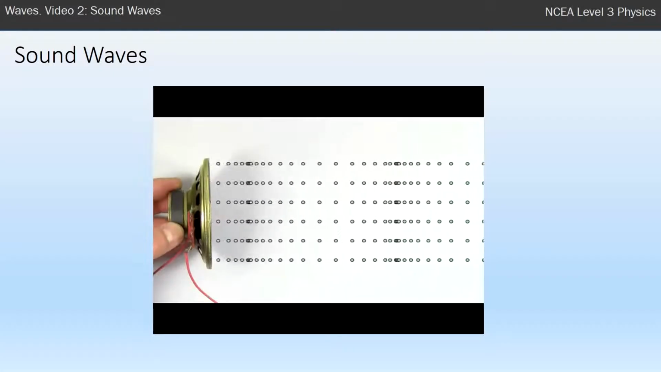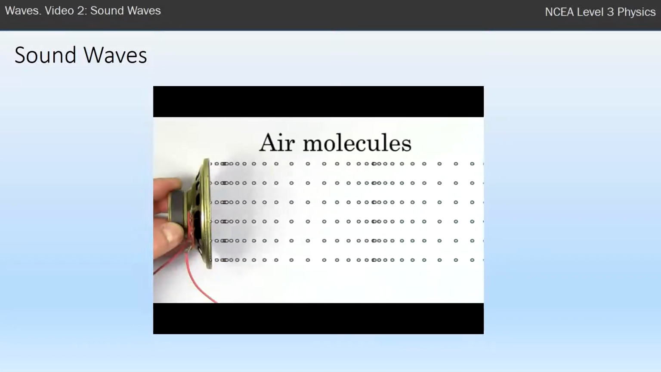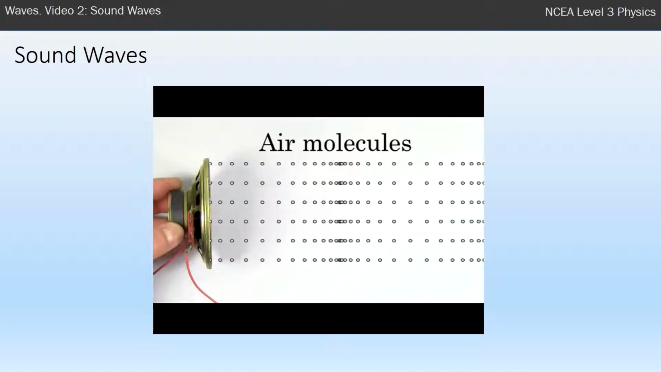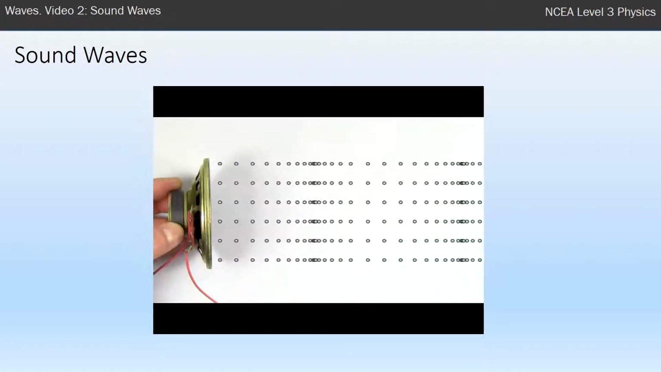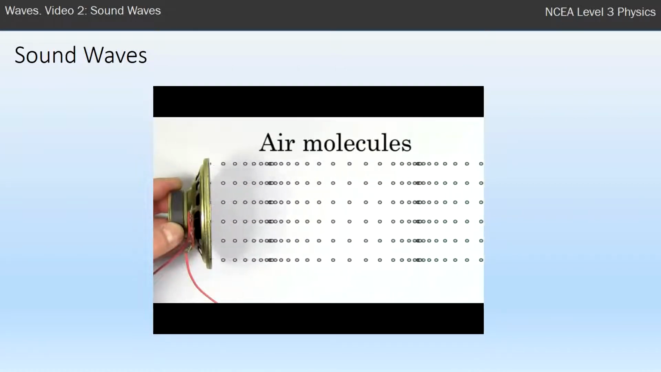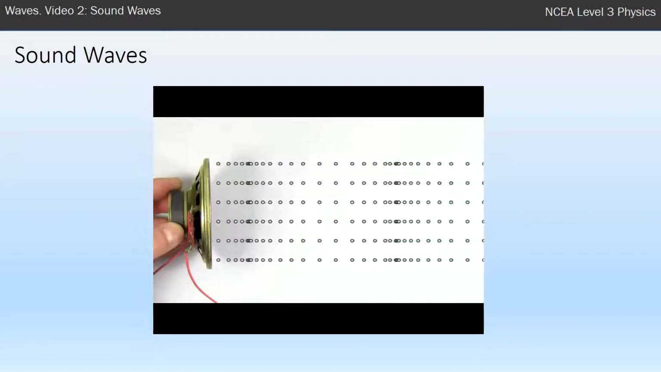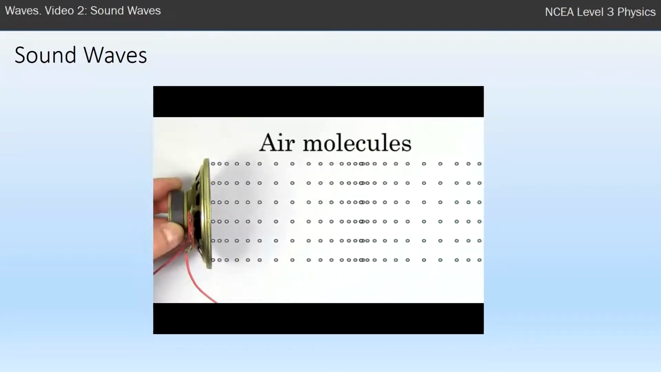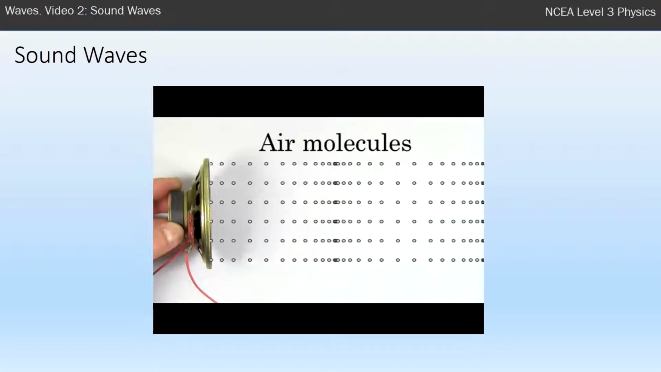This is Mr. McGovern. This is the second video in the wave series. We're going to look specifically at sound waves. So sound waves, you can see from this diagram from the speaker here, they have to travel through air, and they're really just a compression of air. And you can see with the diagram here, the compression and the spreading out of air means that the sound wave is a longitudinal wave.